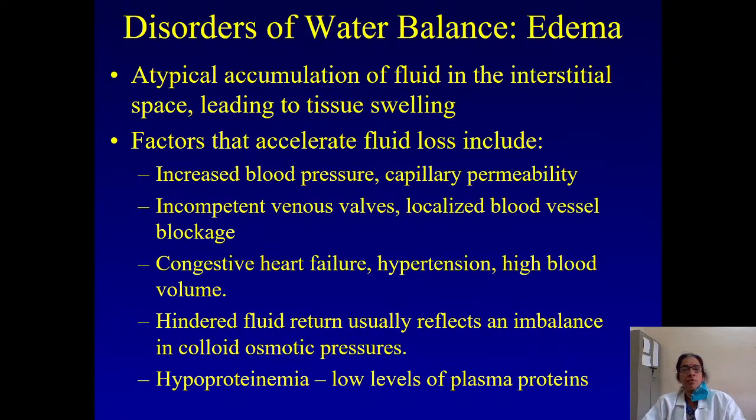Okay. So hindered fluid return usually reflects an imbalance in colloidal osmotic pressure. I told you, when colloidal osmotic pressure is less, when the proteins are not there in the vascular system, a lot of fluid also gets filtered out, because colloidal osmotic pressure favors absorption, and that is mainly because of your plasma proteins. When the plasma proteins are not there in your blood vessels, that also favors filtration.